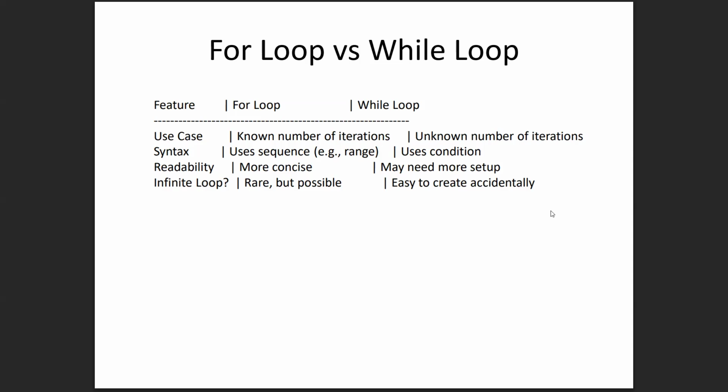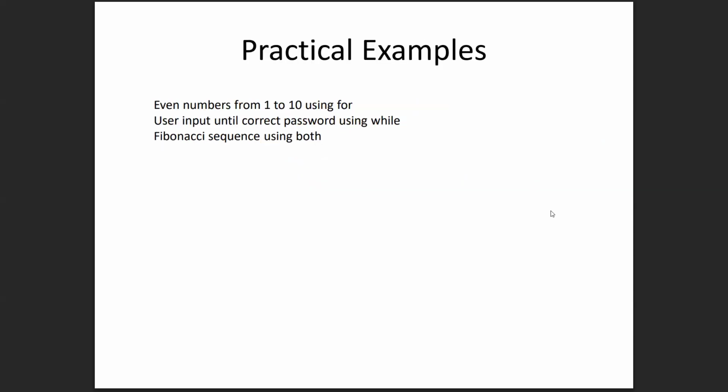Then infinite loops. In a for loop, an infinite loop is possible only in rare cases, but not in all cases. It is very rare to happen. But coming to the while loop, we can easily create infinite loops accidentally. So we can easily make infinite loops with a while loop, but with for loops we cannot make them that easily. Only in rare cases will it happen.